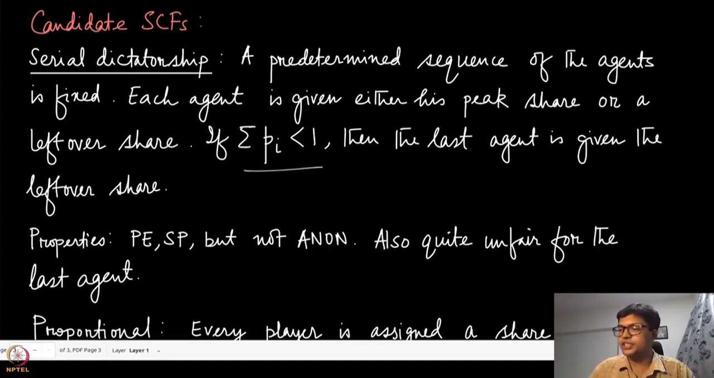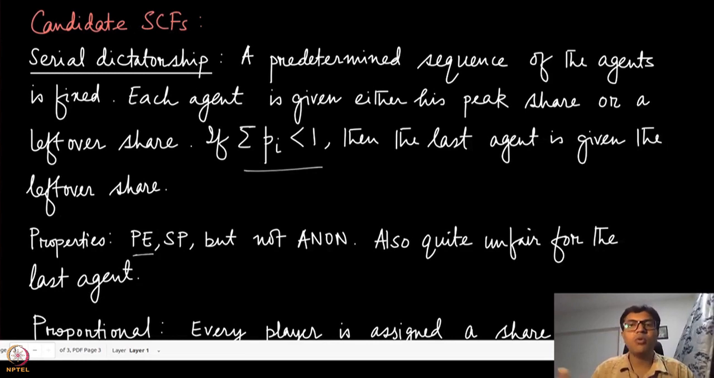So serial dictatorship is a deterministic mechanism, a deterministic social choice function. It satisfies Pareto efficiency. Why? Because if you look at the sequence, the first n minus 1 agents have actually got their peak share, as long as the shares are available, and they will never like to exchange anything.